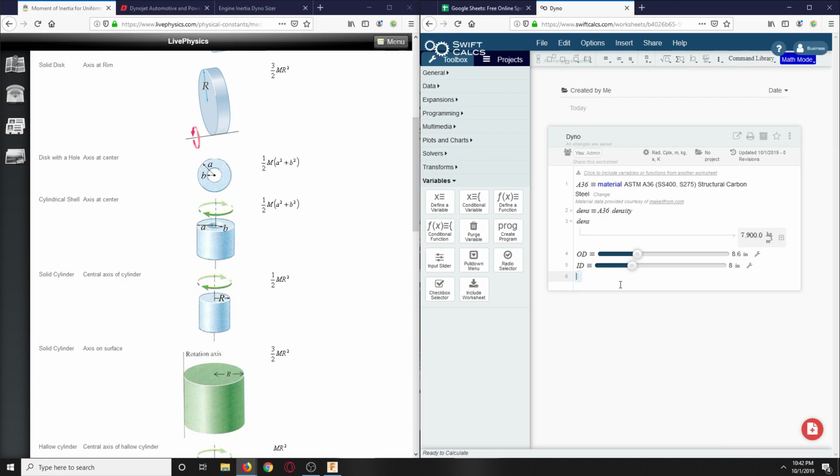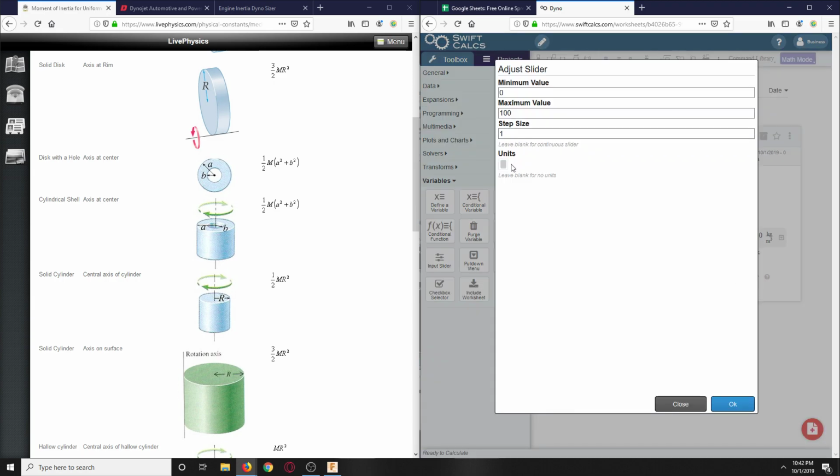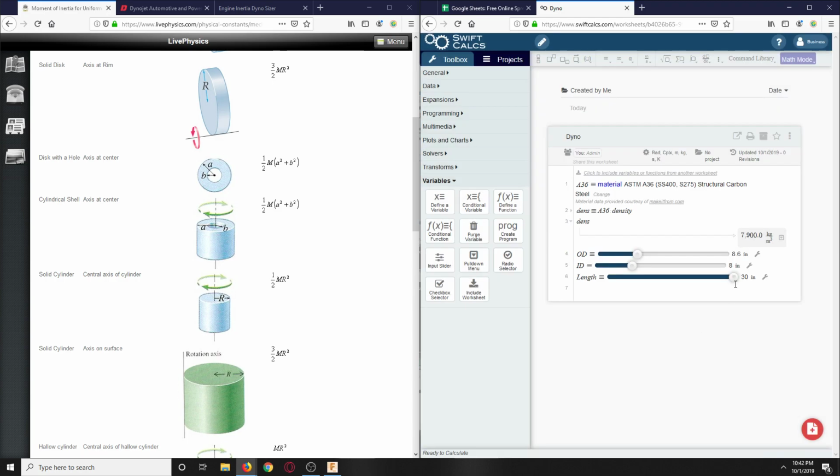Okay, and then we need one more, which is length. This is also in inches, and this is going to be maximum 30, 0.1, and 0.1. Right now I'm thinking maybe 24 inches or 20 inches. Let's say 20 inches.